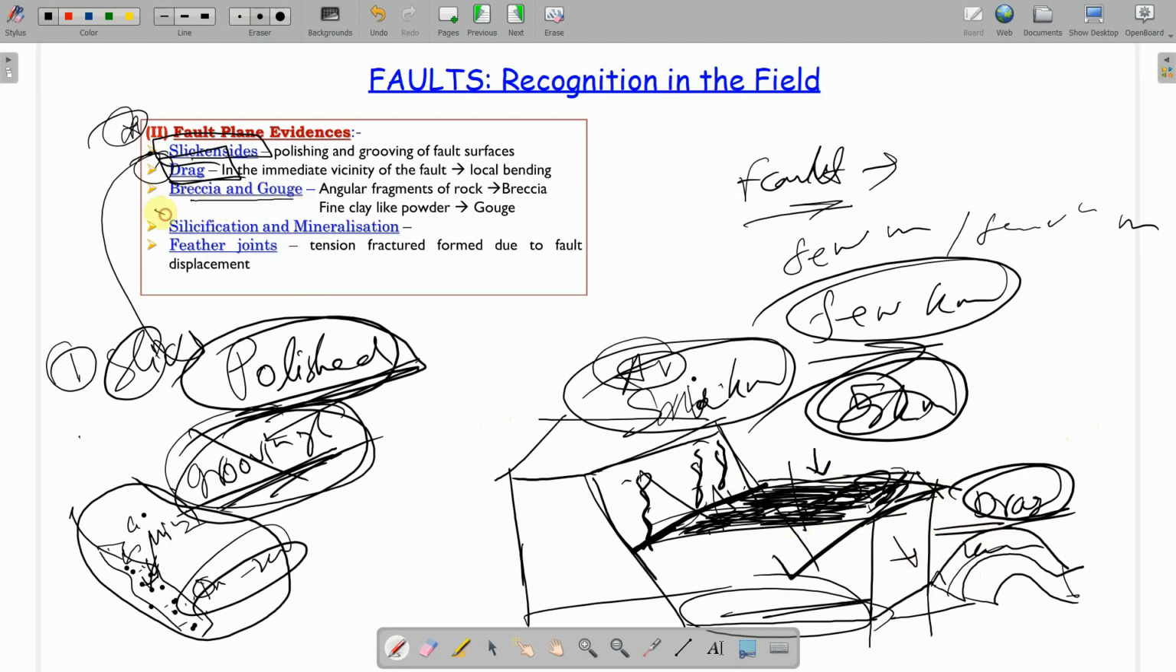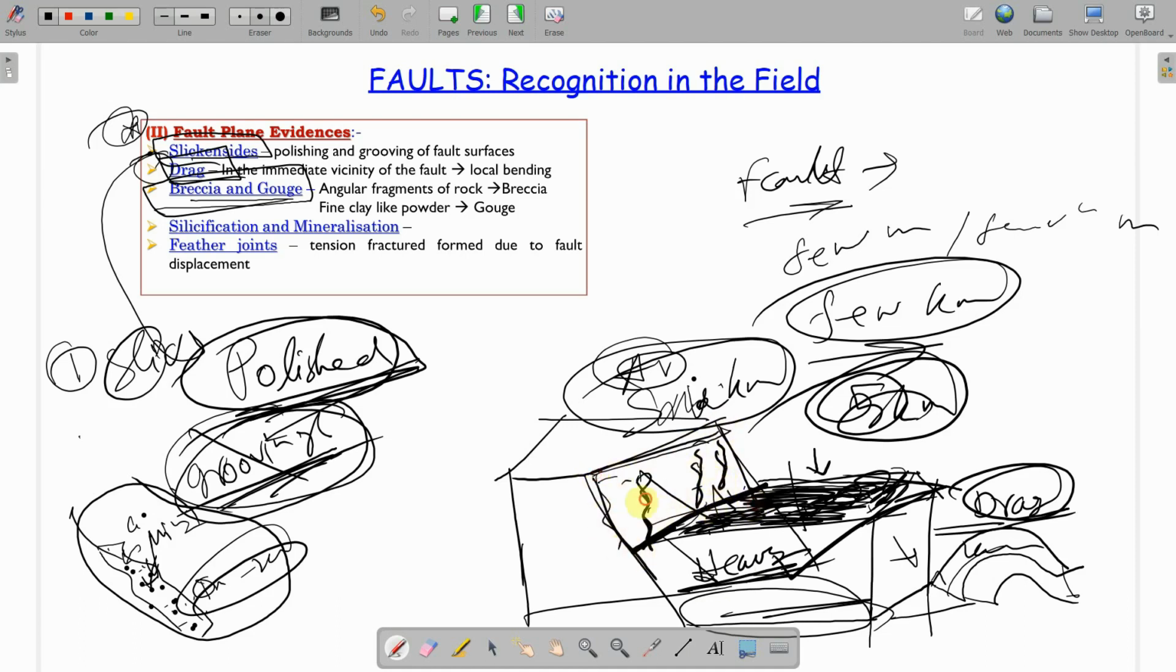Now there is another one, that is the breccia and gouge. Along some faults, the rock is found highly, it's a heavy block. It's a very heavy block. Under the influence of gravity, due to the gravitational pull, it's coming down. And in the way, it's not a smooth surface. Whatever I am drawing looks like a smooth surface, but the surfaces are not smooth.